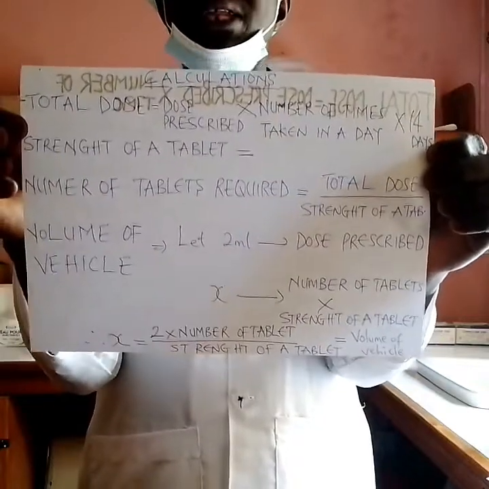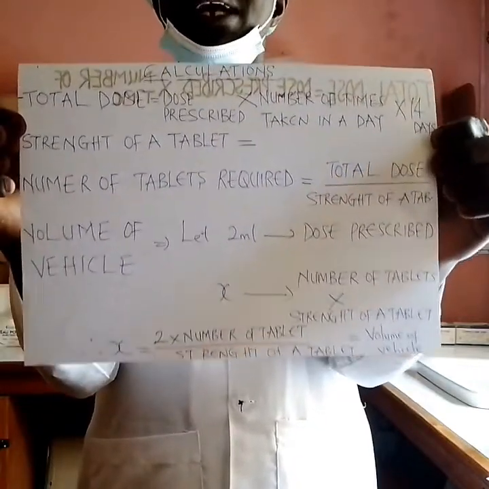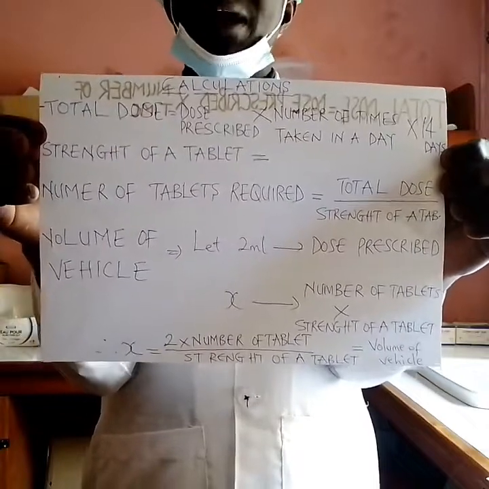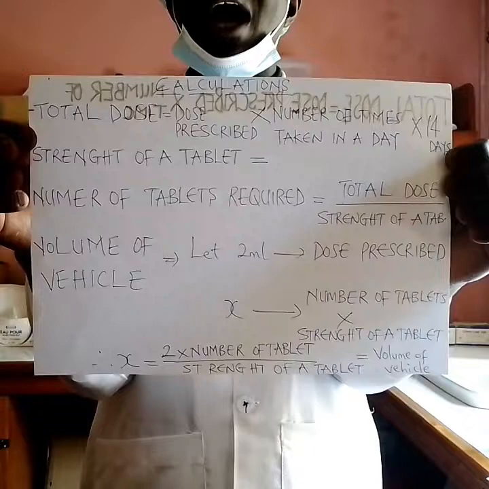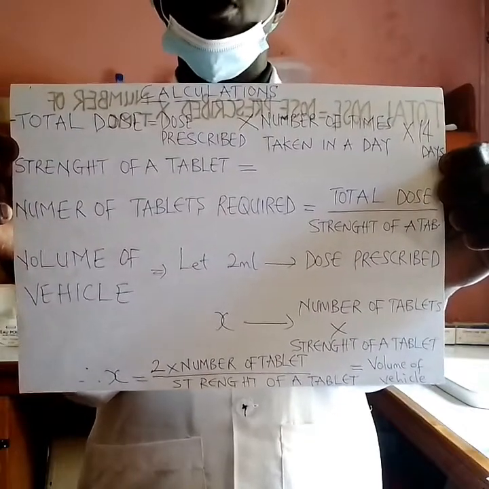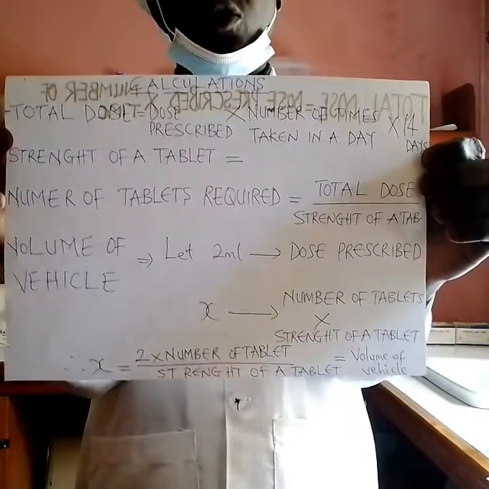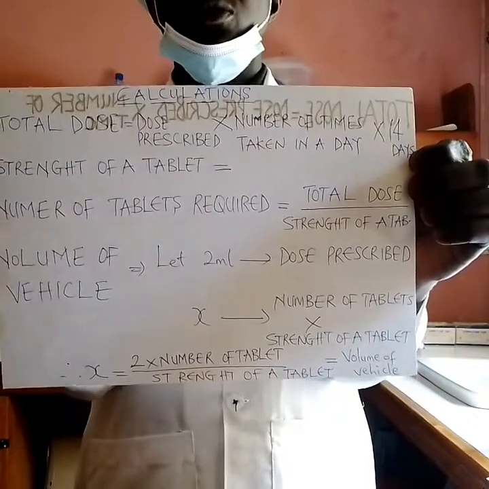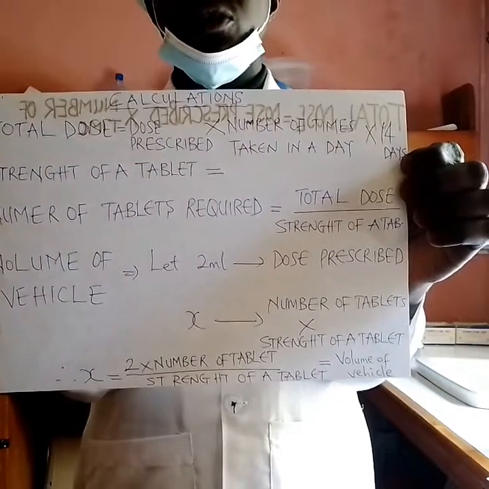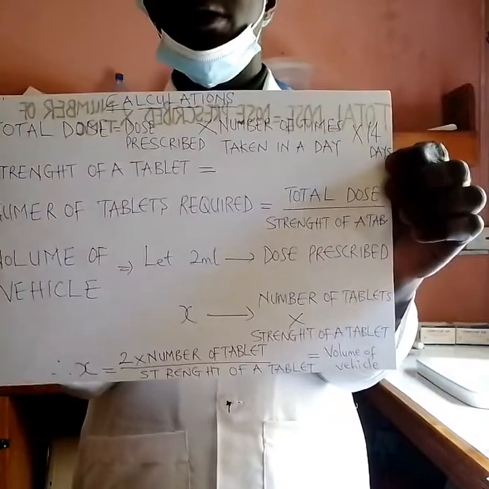You also need to get the volume of the packaging container. The packaging container you have, if it is 100 ml and you do the calculation and you get a volume of 110 or 120, you will see that it cannot fit into the packaging container. It will be an issue. So you have to consider all these factors while doing this compound.